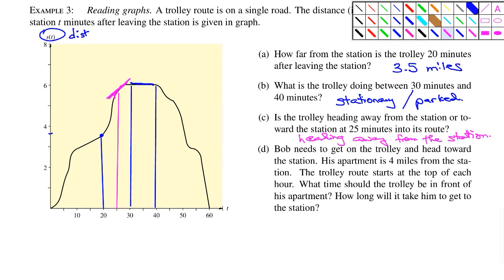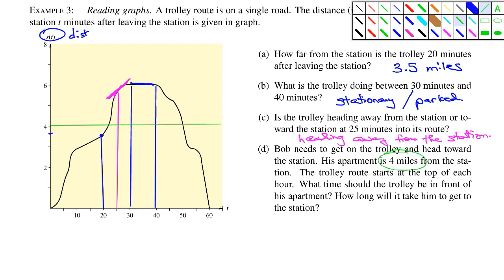And then lastly, part D, Bob needs to get on the trolley and head toward the station. His apartment is 4 miles from the station. The trolley route starts at the top of the hour. What time should the trolley be in front of his apartment, and how long will it take him to get to the station? All right, so for this one, we know that his apartment is 4 miles. That's a y value. So I'm going to draw the y value across the grid at 4. Let's try again.